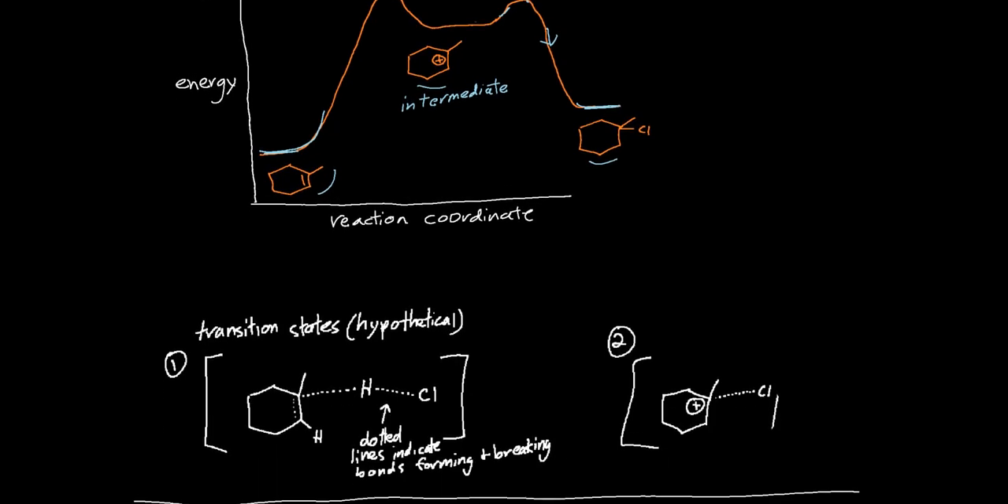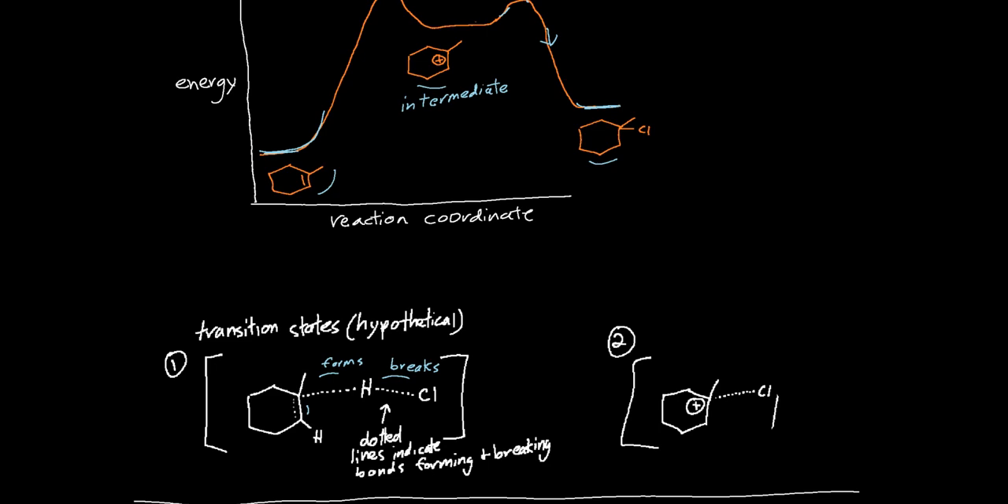Looking down below here, transition state 1, and again this is hypothetical, would look something like this, where the double bond is in the process of forming a new bond to hydrogen, which is in the process of breaking a bond to chlorine. Forming, breaking, and again, it's actually sort of breaking over here too. This dotted line indicates bonds forming and breaking.